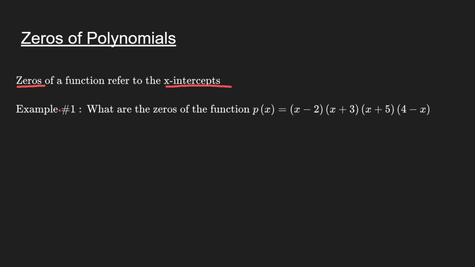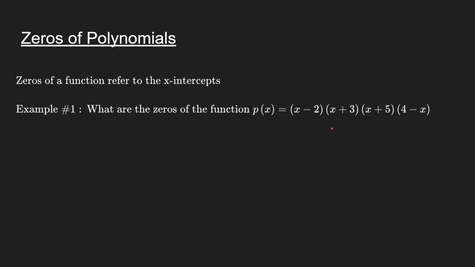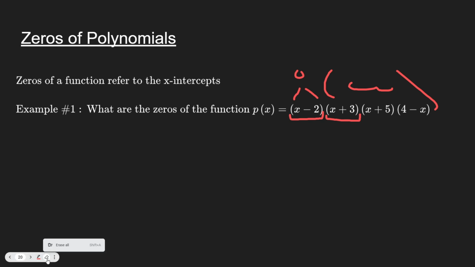So example 1 says, what are the zeros of the function p of x is equal to this? By zeros, I mean x-intercepts. What I'm noticing here is everything is being multiplied into each other. So what I will have to do is figure out what makes each binomial equal to 0. Because if you remember, if this just becomes 0, then this entire thing, whatever it is, is going to be 0. So let's work on finding the zeros now.